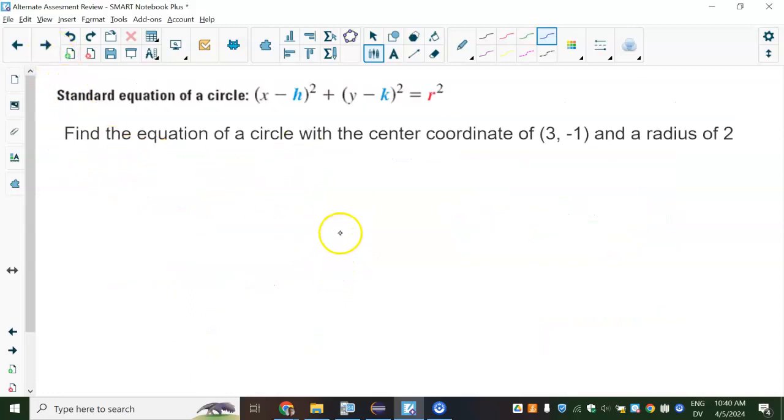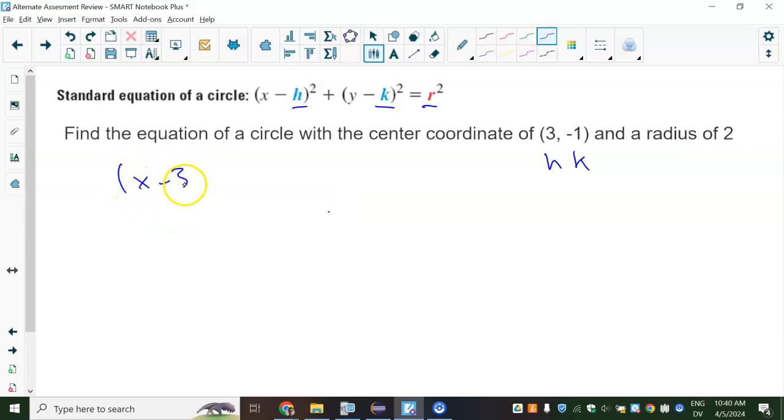Okay, equation for a circle. So I put the circle equation here, and your job is just to see if you remember how to do this. Okay, so in the circle equation, r is the radius, not surprisingly, and then h and k are the coordinates of the center. Like h is the x coordinate of the center, and k is the y coordinate of the center.